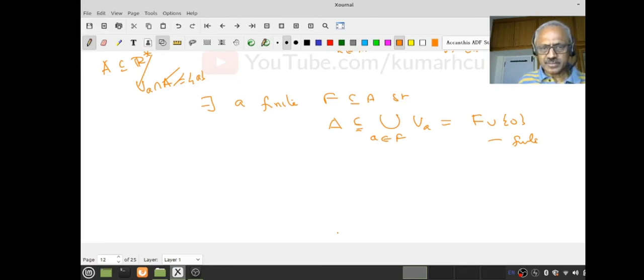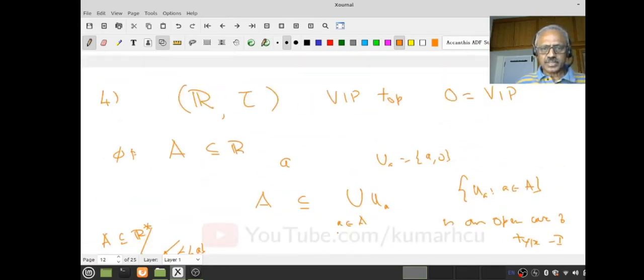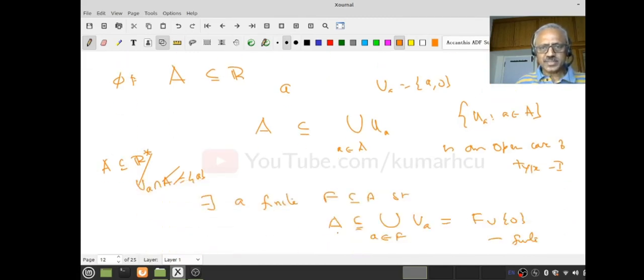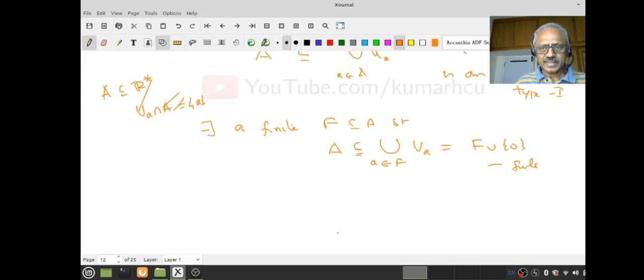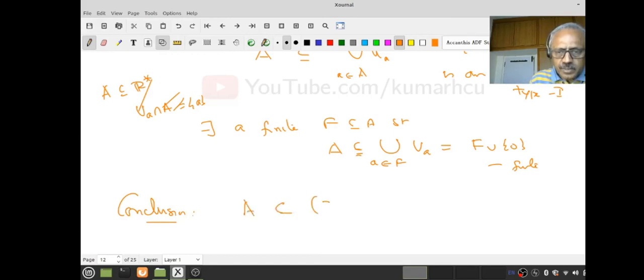Are you following? Yes? So what is it that we are saying? Let A be a subset of R, where R is given the VIP topology. If A is compact, then it has to be finite. And anyway, if A is finite, it is always compact. That we had already seen. Any finite subset of a space is always compact. Therefore, what you have shown is the following. A subset of R with the VIP topology is compact if and only if A is finite.